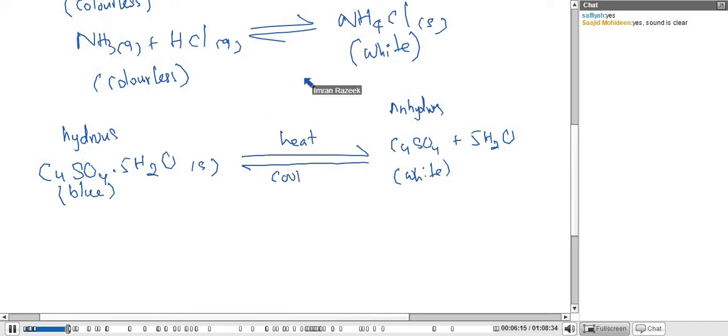So if you heat, the forward reaction occurs. If you cool, the backward reaction occurs. Is that clear? Any questions?